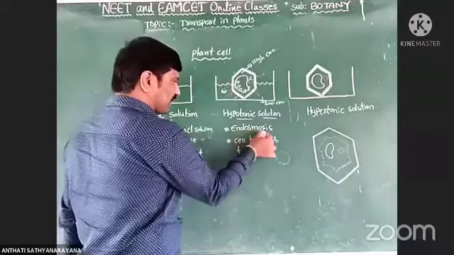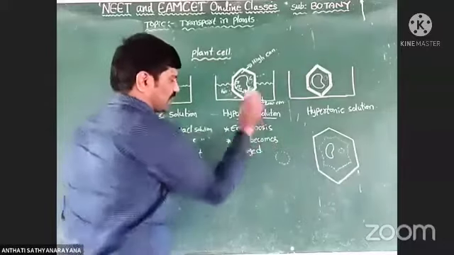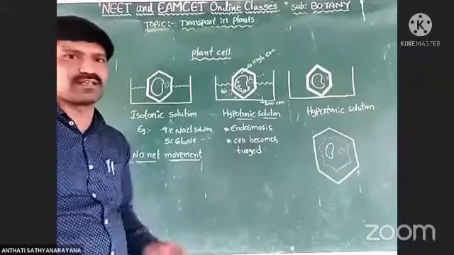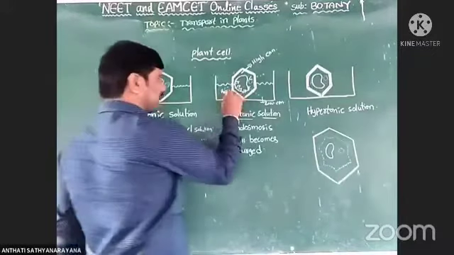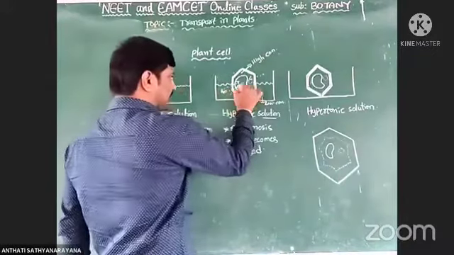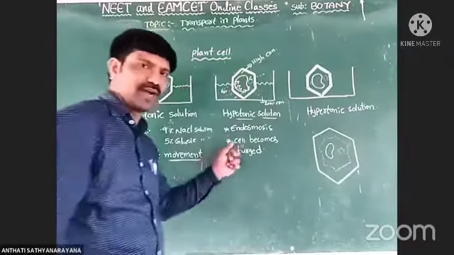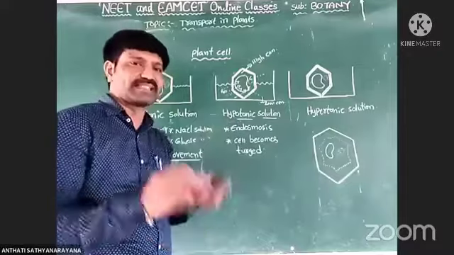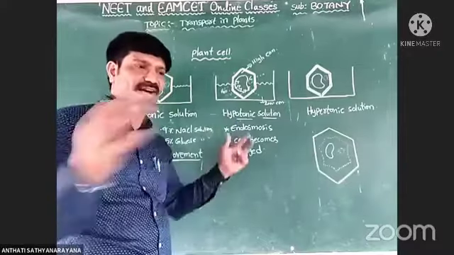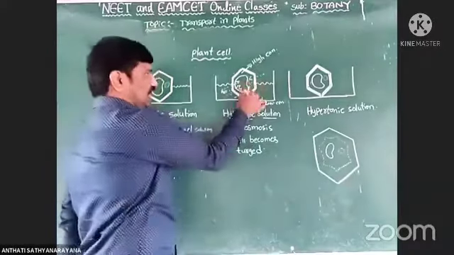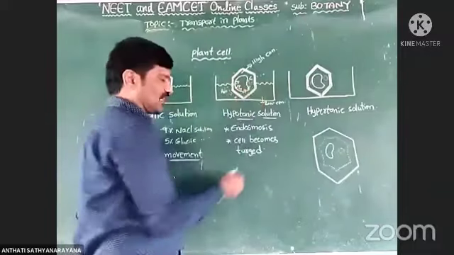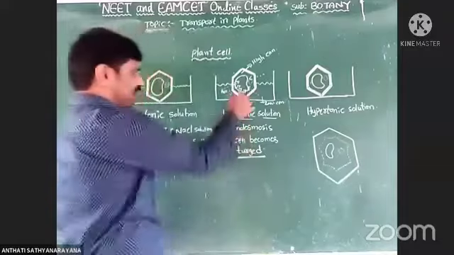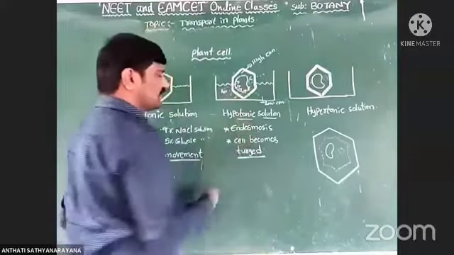As a result of endosmosis, the cell becomes turgid. The cell becomes turgid means that when water molecules enter into the cytoplasm, they make pressure. They create pressure on the cell wall. That is known as turgid. Okay, the cell becomes turgid.